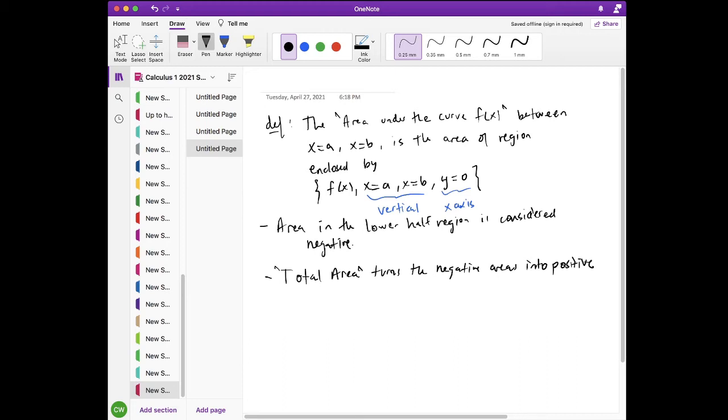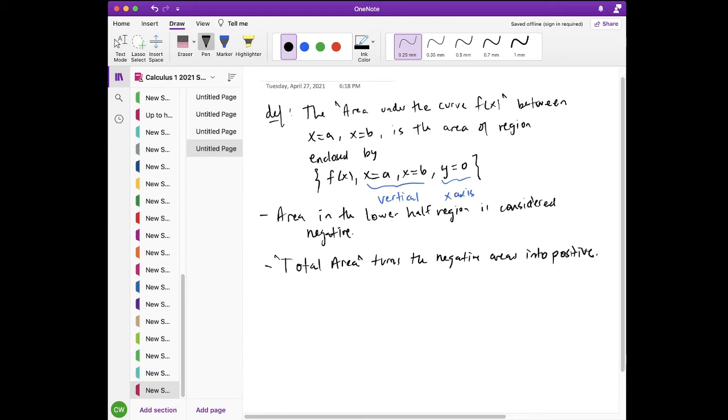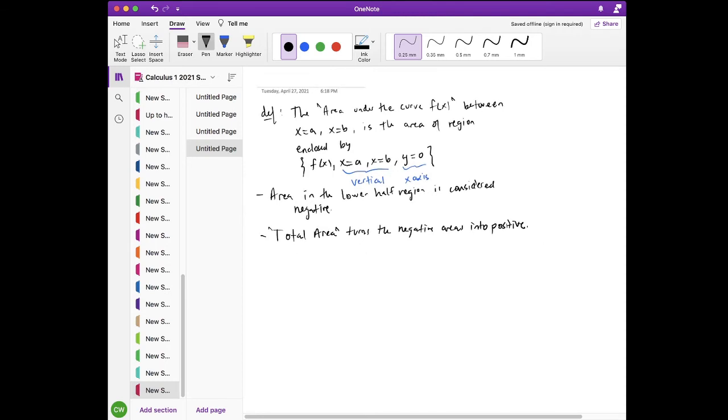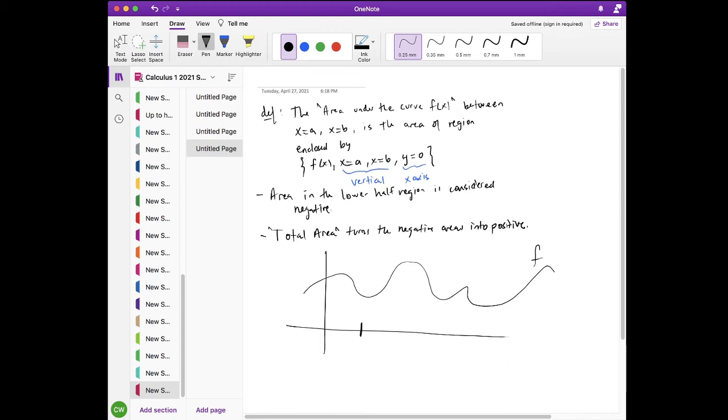Okay, so just some facts. As a picture, if this is any function f of x, the region between a and b, the area, is what you get when you take these vertical lines at a and b and the x-axis, and the area of the region enclosed, that is the area.